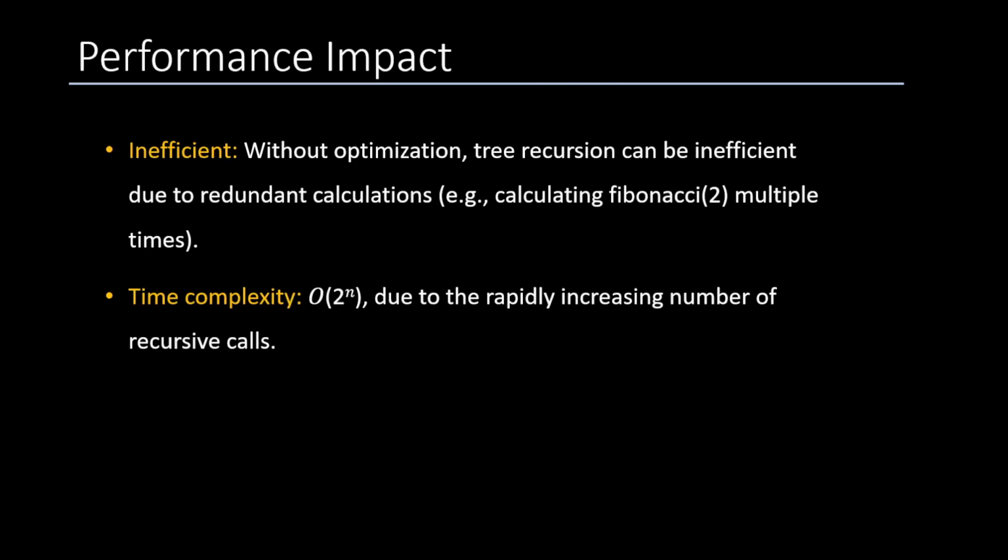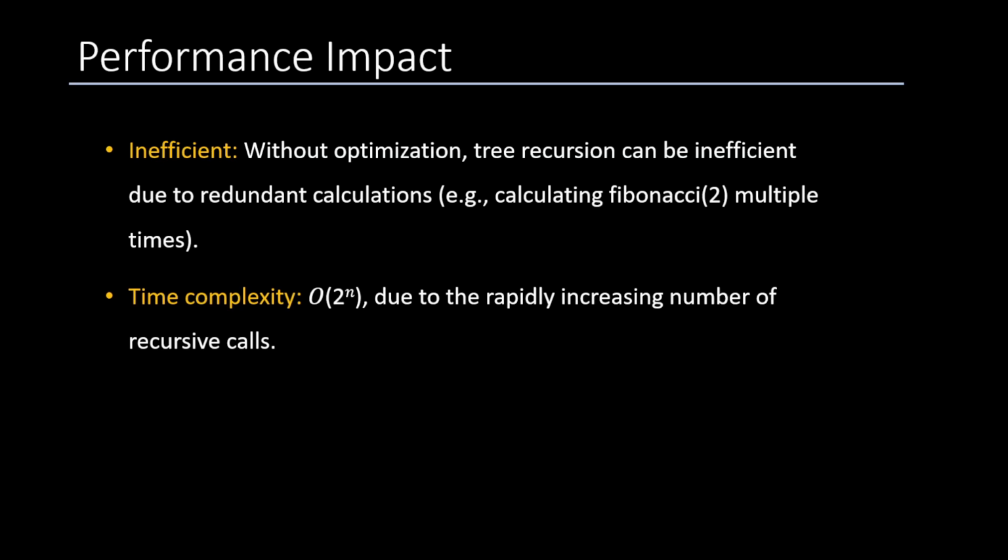The biggest challenge with tree recursion is that it can be inefficient. For the Fibonacci sequence, the number of recursive calls grows exponentially. Specifically, the time complexity of the Fibonacci function without optimization is O(2^n), which means it can get very slow for larger values of n. However, there are optimization techniques like memoization which can help improve the time complexity.